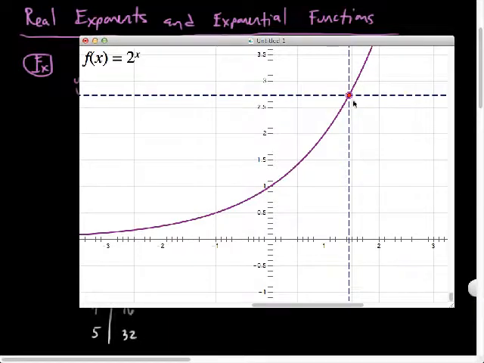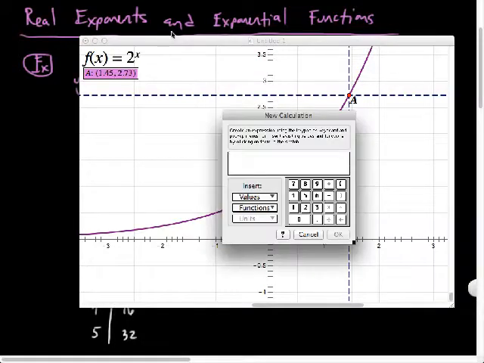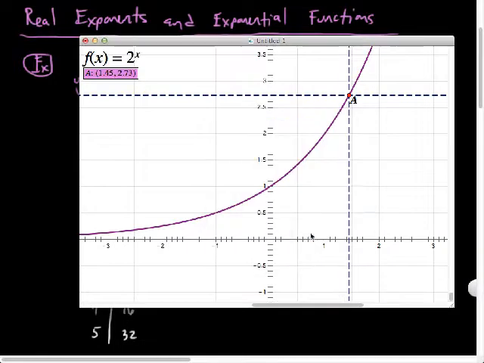And actually, interestingly enough, I could measure the coordinates of this point. Let's see if I can. Oh dear, what did I do? Let's see, what is it? There's that button. Bam. Increase that font size.